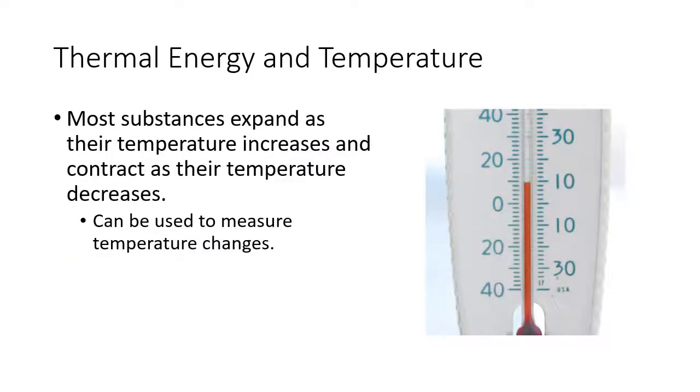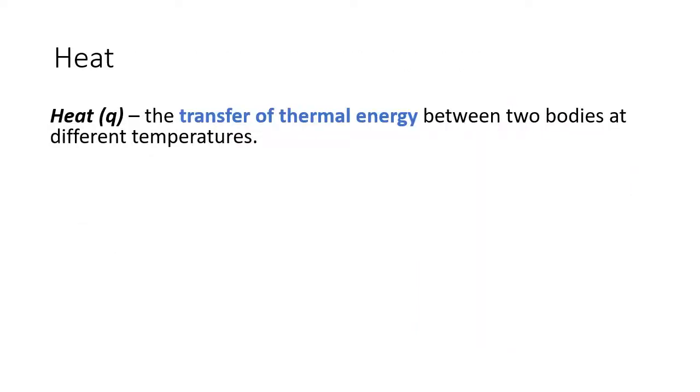This is exactly how a thermometer would work. This is a standard alcohol thermometer, and many substances that are liquids will expand as their thermal energy increases, and they'll contract as their thermal energy decreases. So therefore, as the temperature goes up, the liquid within the column of the thermometer will expand and we'll be able to read the temperature. As the temperature goes down, the liquid within the column will contract and go down, and we can read the new temperature. So we talked about thermal energy and we talked about temperature.